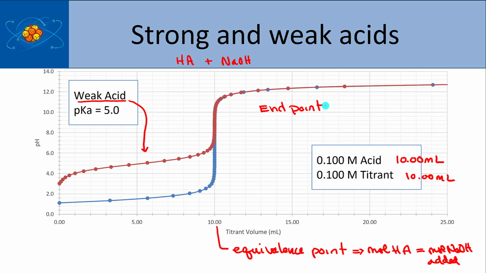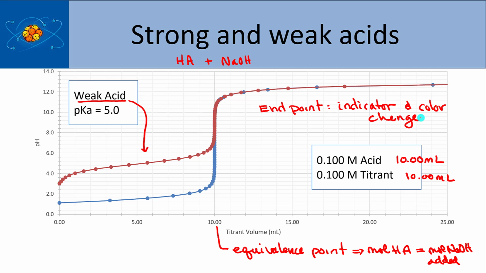We call it the endpoint because that's when you stop titrating. The endpoint is where you see the color change, and it's related to the indicator and its color change. So when you saw that phenolphthalein turn pink, that was the endpoint of that titration. And one of the things to recognize is that the endpoint and the equivalence point are not always the same, and most of the times, in fact, they aren't the same, but they usually are close to each other if the indicator is properly selected.